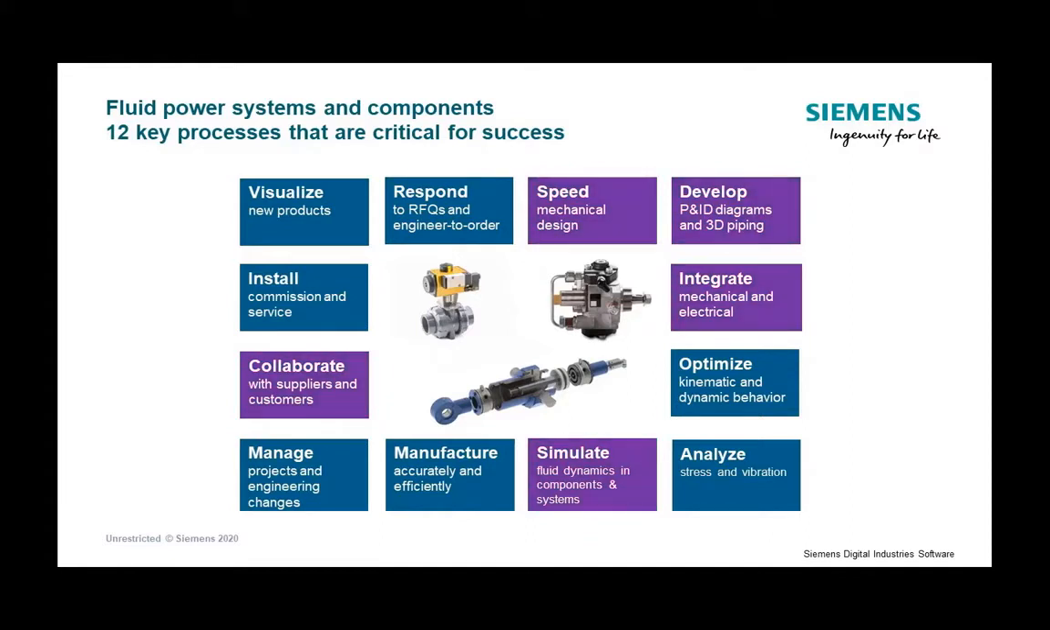As we have limited time today, we will take a quick look at 5 of these 12 key processes: speeding mechanical design, developing 2D P&ID diagrams and 3D piping, integrating mechanical and electrical components and systems, simulating fluid dynamics, and collaborating with suppliers and customers.